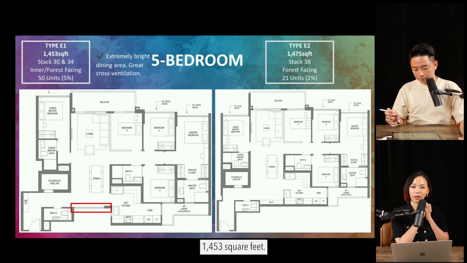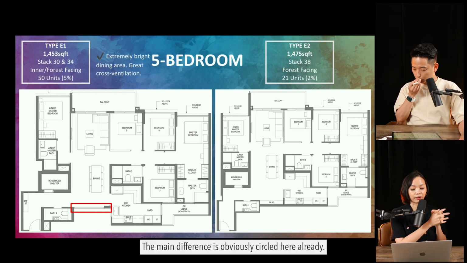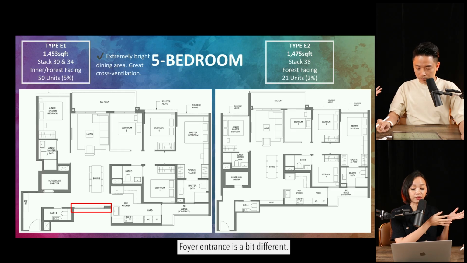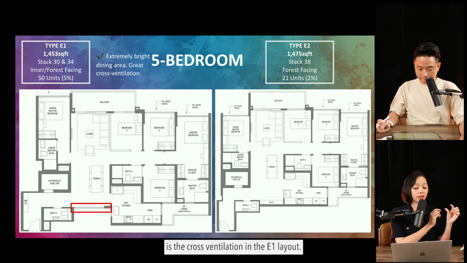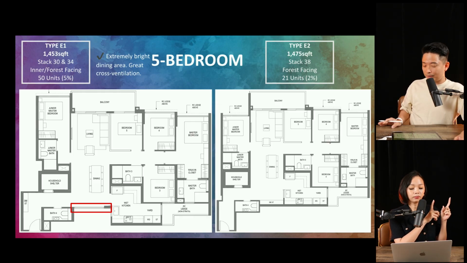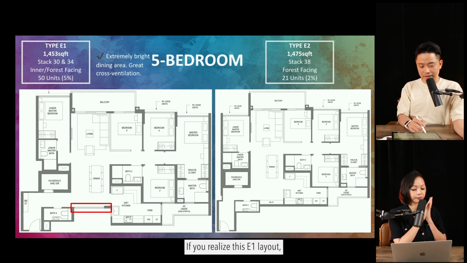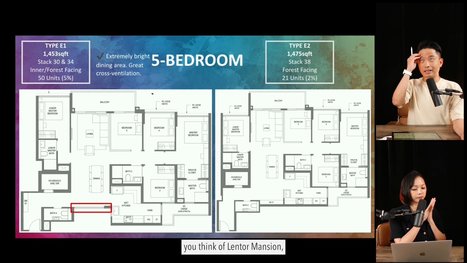Next, 5-bedroom layout. 5-bedroom, 2 sizes, 1,453 square feet and 1,475 square feet. The main difference is obviously circled here already. Foyer entrance is a bit different, but the main difference is the cross ventilation in the E1 layout. This one is super rare. Very rare to see in a mass market condo. If you realize this E1 layout, you will think of Lentor Mansion.